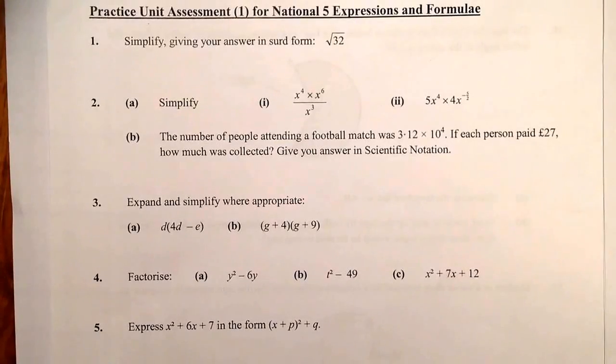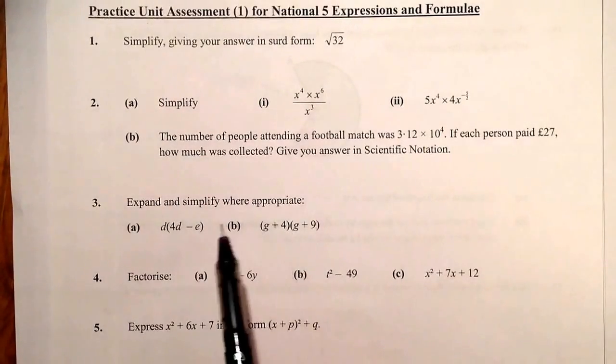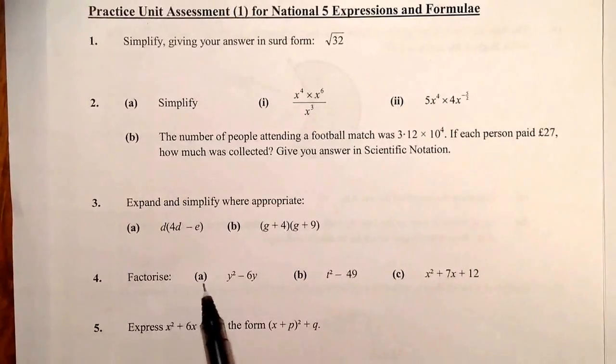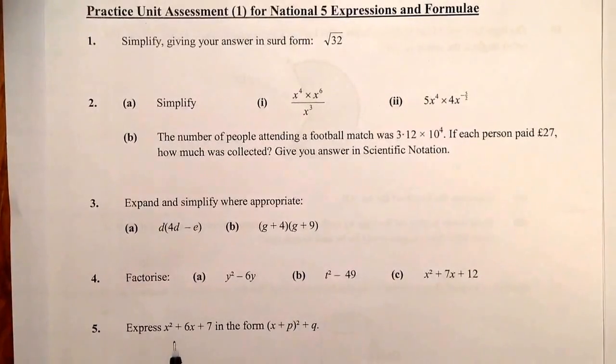This is practice unit assessment number 1 for National 5 expressions and formulae. I'm going to complete questions 3, 4 and 5. They make up the standard 1.2, which is the second outcome. Right, what I can see I've got to do, I've got some brackets to multiply out and simplify. I've got some factorising to do, and I've got a completing the square question.